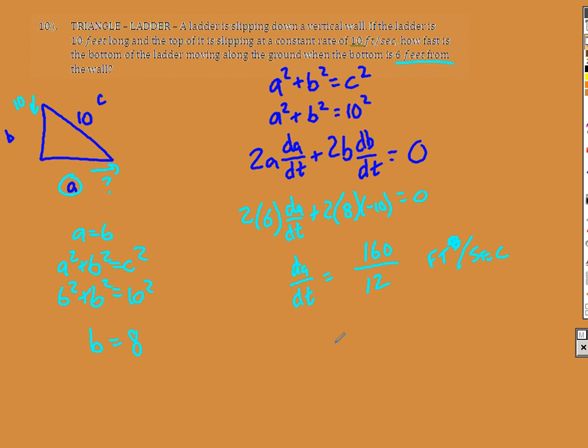And if I simplify that a little bit, dA/dt will equal 40 over 3, and it should be feet per second again. And this should make sense. As b is going down, my distance of a should be increasing. So positive answers should make sense for that.